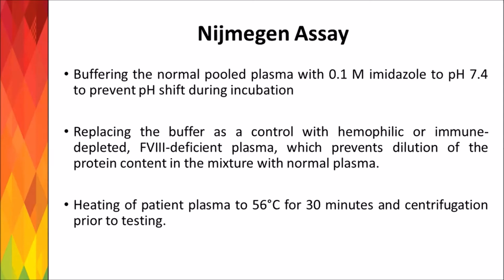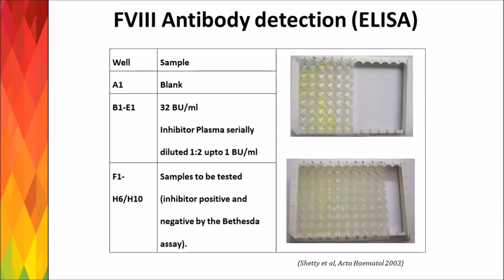What happens with this step is all your factors are destroyed, but the inhibitors are there. So the inhibitors get released and are all there to participate in the Nijmegen Bethesda assay. So this is a very important step to be done prior to doing the test. We do it for all patients for the Nijmegen Bethesda, regardless of whether the patient is transfused or not.